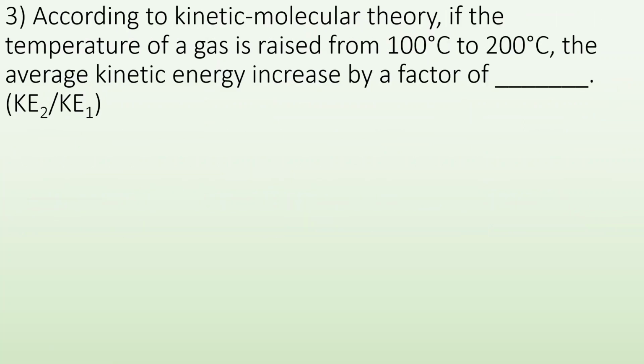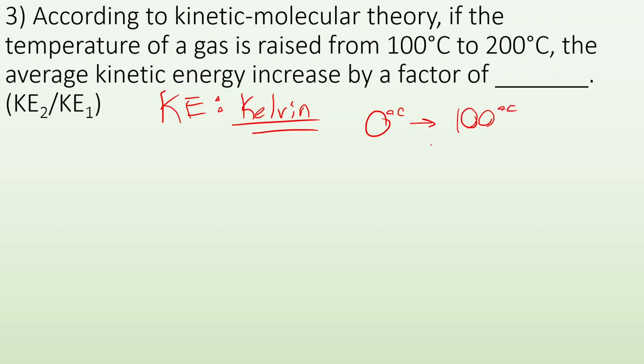Number three, according to kinetic molecular theory, if the temperature of a gas is raised from 100 Celsius to 200 Celsius, the average kinetic energy will increase by a factor of blank. So you got to remember that if we're talking about kinetic energy, it needs to be in the absolute scale, which means we need to be talking about it in Kelvin. For example, if I went from 0 degrees Celsius up to 100 degrees Celsius, what is that, 100 times more? Or well, what is 0 to 100? There's no multiple of that.